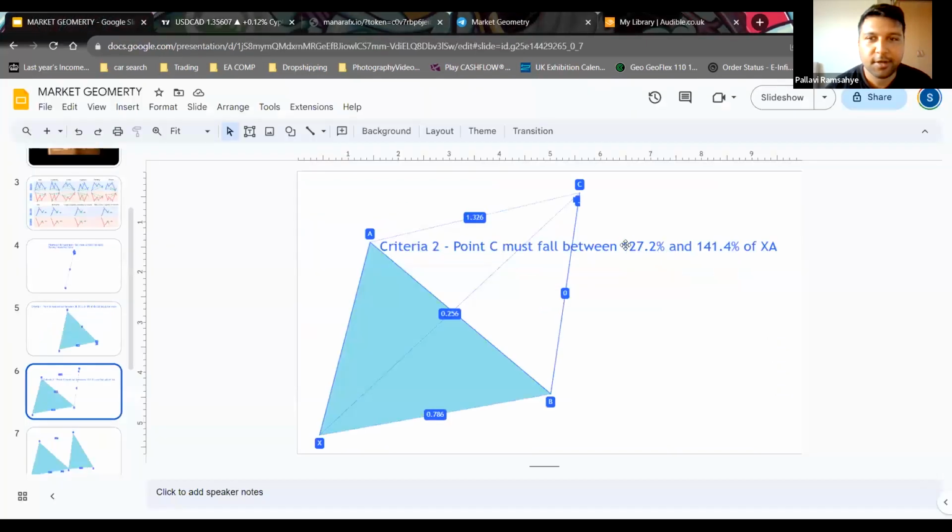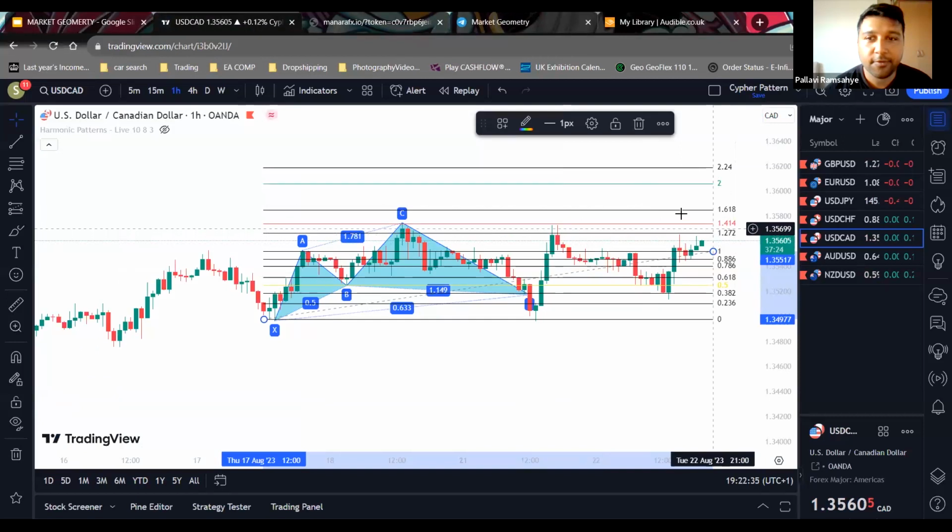So 127.2%, 141.4%. So as you can see here, it just about hit those percentages, right? Just about came up to those percentages, okay?